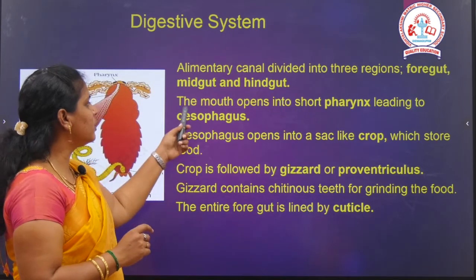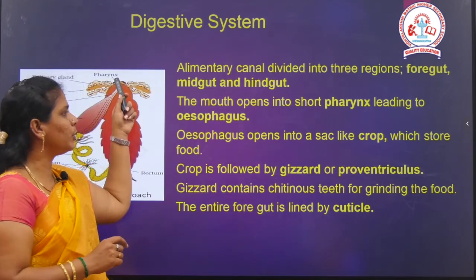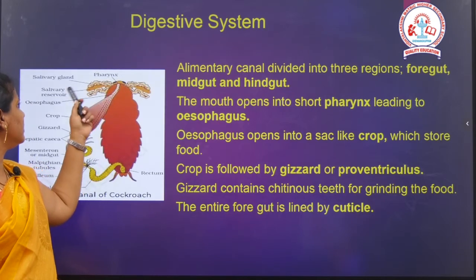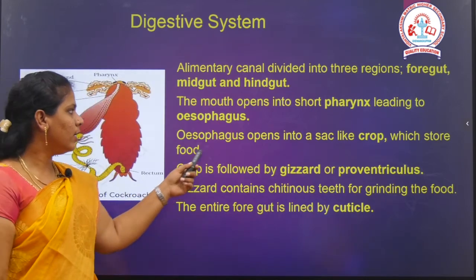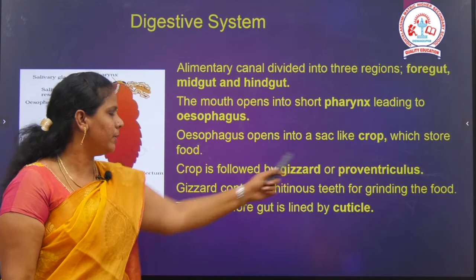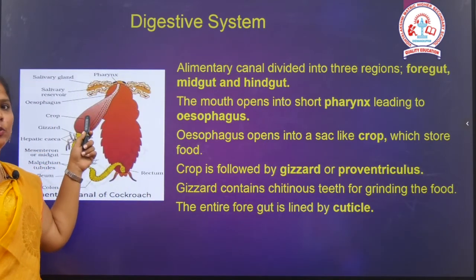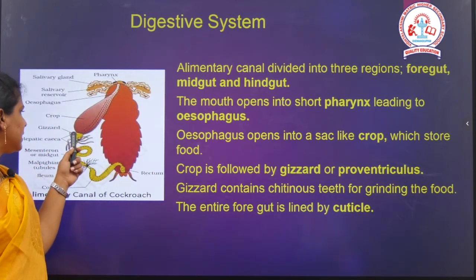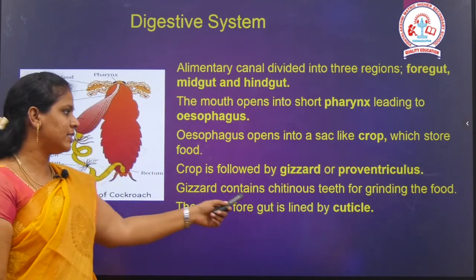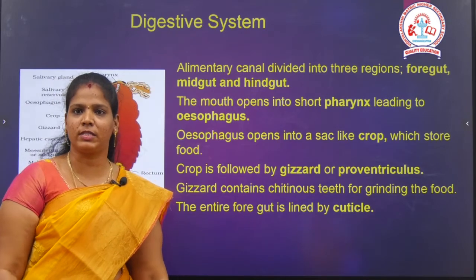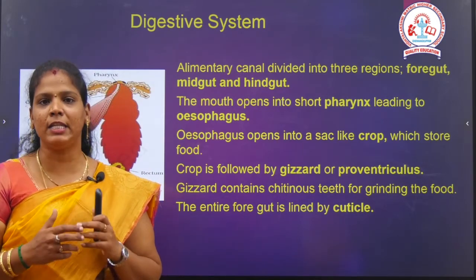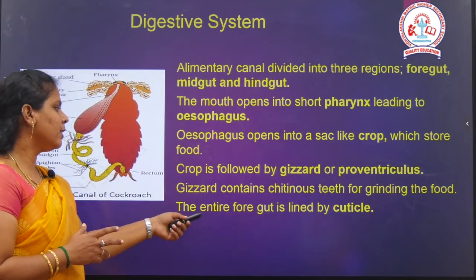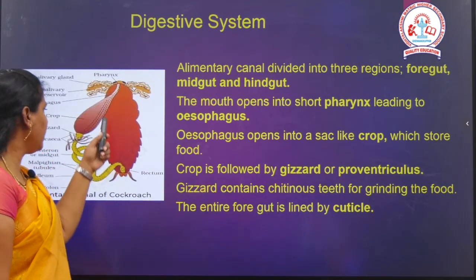The mouth opens into the short pharynx, which you can see here. It leads to the esophagus, which opens into the sac-like crop. You can see the crop here, which is used for storage of food. The crop is followed by the gizzard. The gizzard has chitinous teeth, which are used for grinding of the food particles. The entire foregut is lined by cuticle.